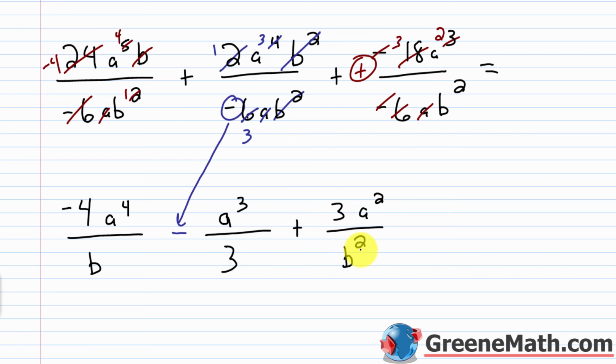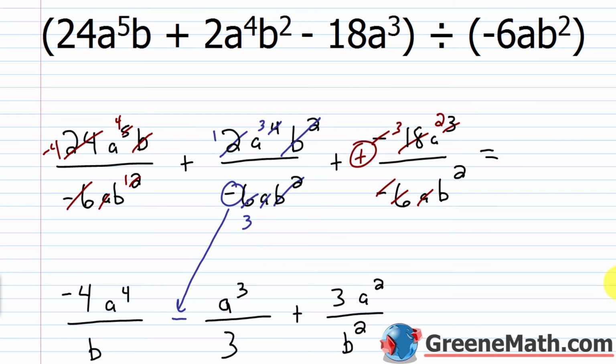Multiply it by the divisor. Okay, multiply it by the divisor, which we know is negative 6ab squared, and you will get the dividend back: 24a to the 5th power b plus 2a to the 4th power b squared minus 18a cubed.